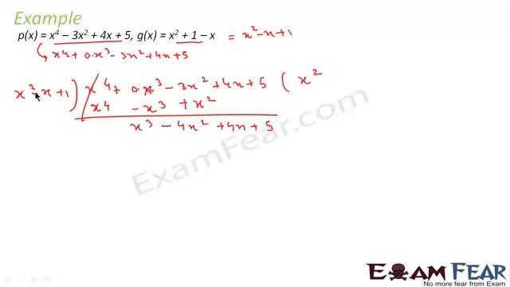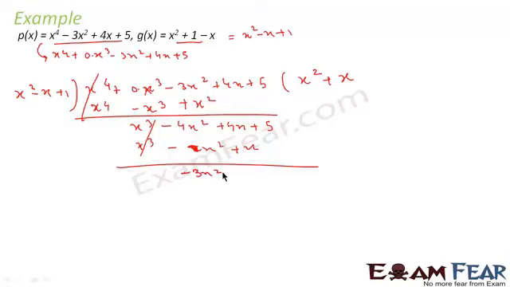Now to get x cube, from x square we have to multiply with x. So what I will get is x cube minus 2x square plus x. Correct? X cube cancel. Sorry, this is minus x square, because x into minus x is minus x square. This is minus x square actually. So this becomes minus 4x square minus x square is minus 3x square plus 4x minus x becomes 3x plus 5.